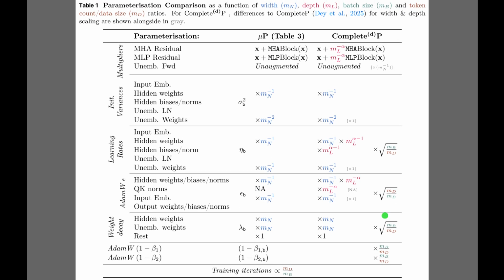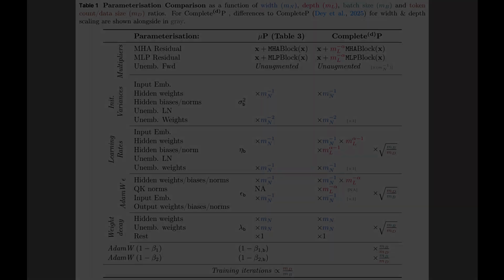Table 1 breaks down the mathematical recipe behind these results. It contrasts the standard μP parameterization in the middle column with the proposed complete DP framework on the right. While the standard approach primarily focuses on width scaling, denoted as MN, the new rules integrate depth, batch size, and total token count. For instance, the learning rate and weight decay rows on the far right now include square root factors. These specific terms allow the training dynamics to remain stable even as the duration and batch size change significantly between the proxy and target models.